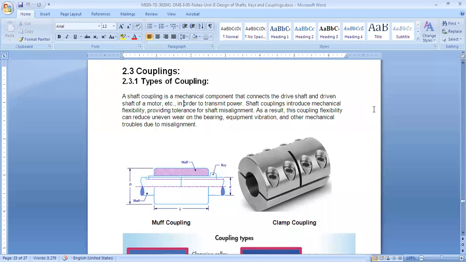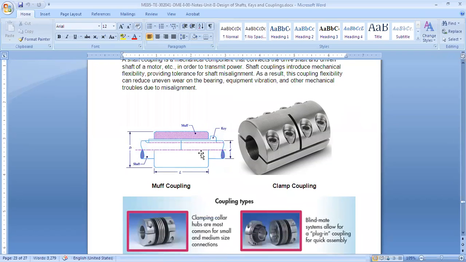So what is the purpose of a coupling? It will take torque or power from one shaft, and it will pass it to the next shaft. That is as simple as the definition of a coupling, right? Now we have designed keys, so we can use keys to transmit power from the shaft to the coupling, and again from the coupling to the shaft we can use a key to transfer the torque.